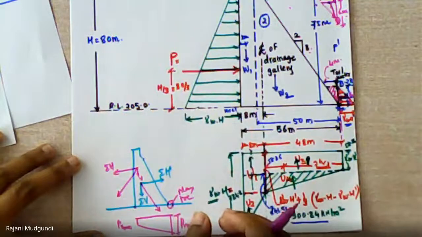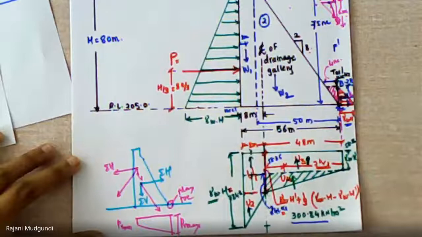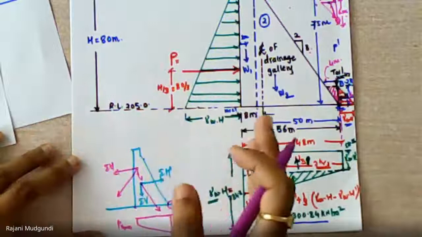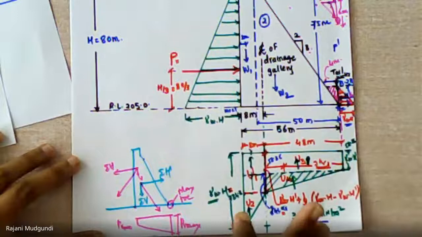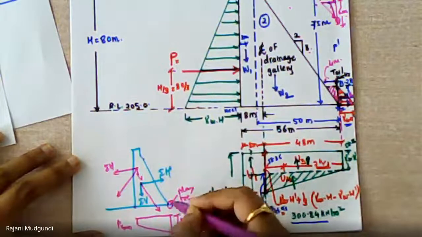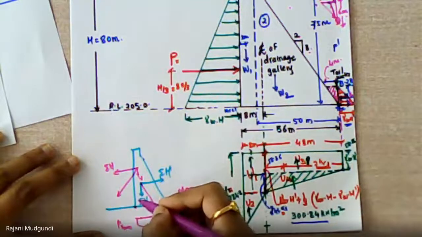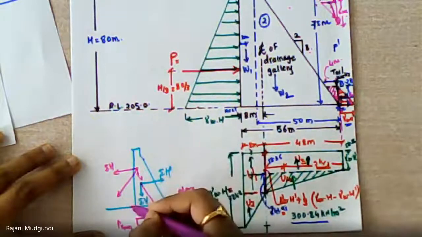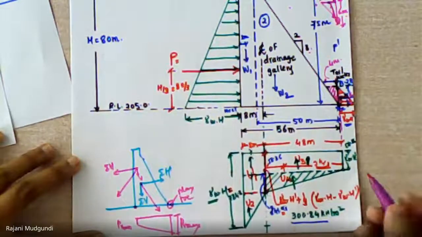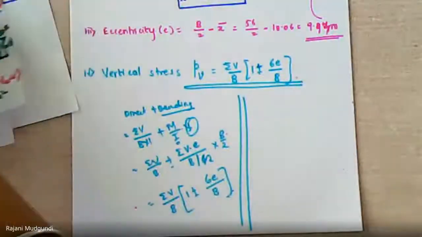Whether it is passing through the middle third portion, in that case the chances of tensile stresses or minimum stresses is least. If it is passing beyond the middle third, or towards the toe, in that case maximum stresses will get developed at the toe. If the resultant is passing near the heel, in that case the maximum stresses are more at the heel side, right? So here now put the values.